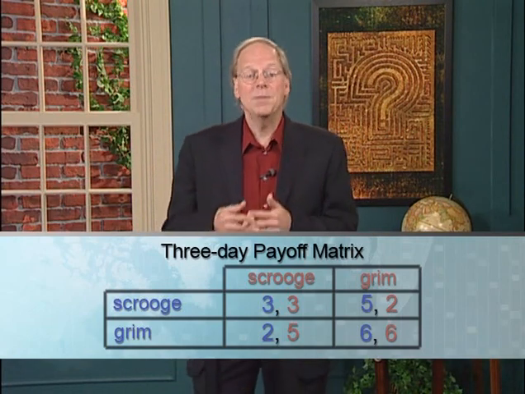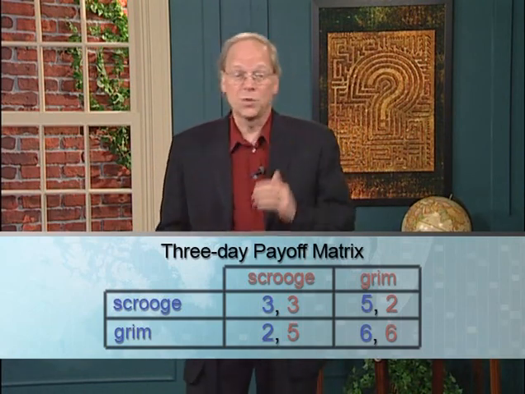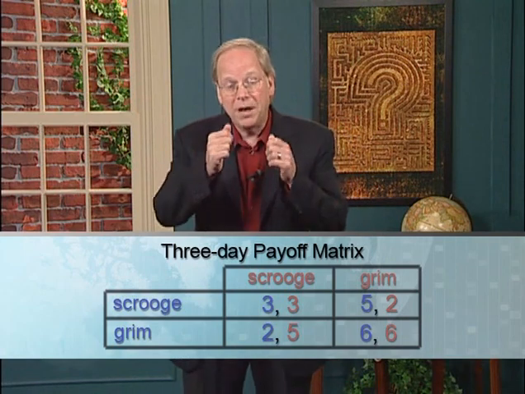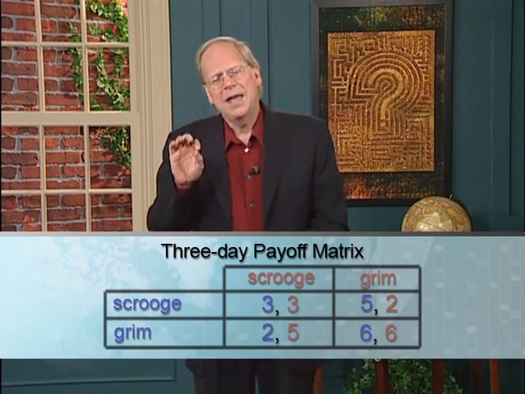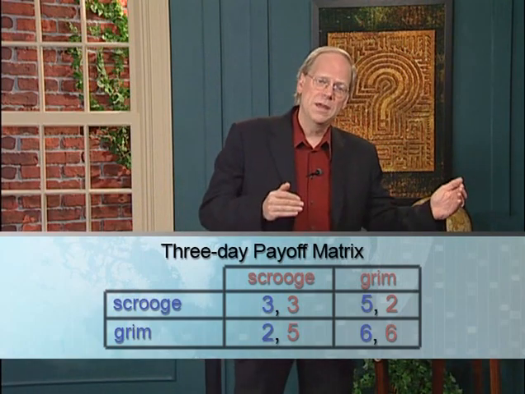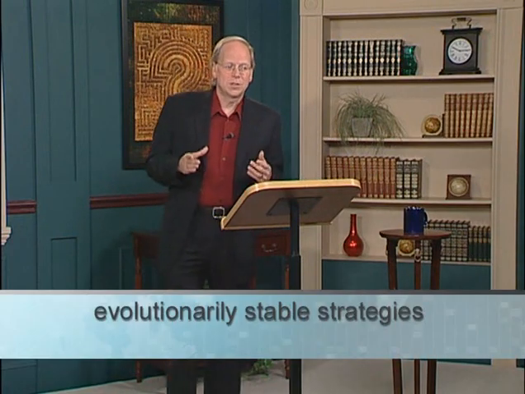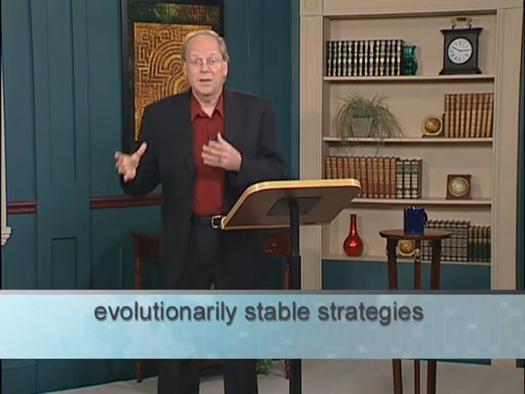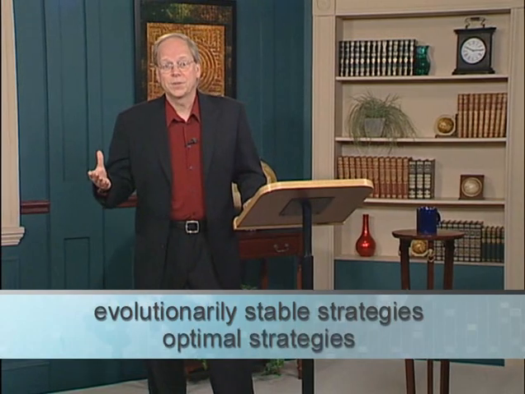In the evolutionary game, we saw an equilibrium when the population was divided between Scrooges and Grimms, but it was unstable. A tiny imbalance between the types sent the population all in one ESS or all in the other. Clearly, we're seeing a strong connection between equilibrium behavior in traditional game theory and evolutionarily stable strategies. They look a lot like optimal strategies.